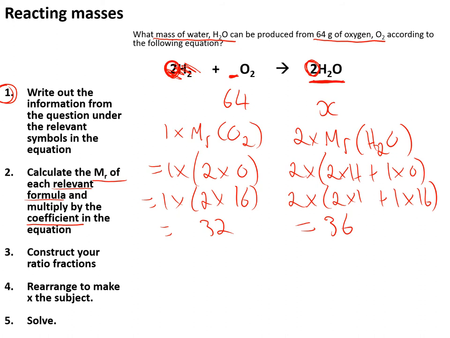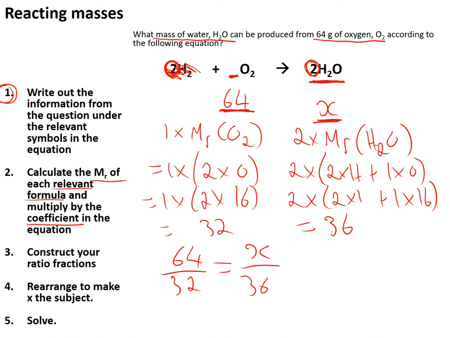Now, the clever bit is that if you look at the way this is written, 64 is over 32 and X is over 36. Reacting masses problems are actually ratio problems, and the way this is written is now presented as a ratio problem with an unknown to solve. So we're going to turn this into a fraction with 64 and 32 as one side of the fraction. So 64 over 32 is going to equal X, our unknown, over 36.